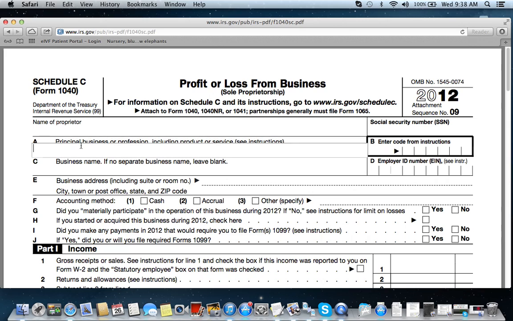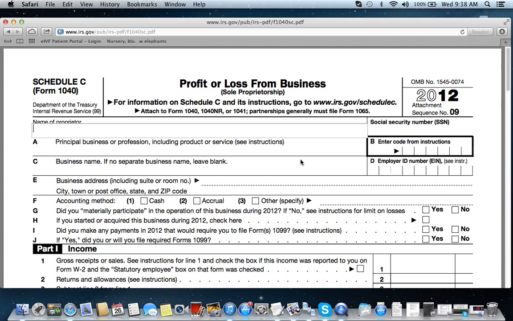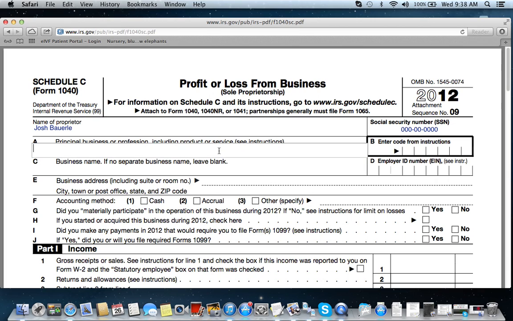So it starts out, it wants to know the name of the proprietor, which is you. So in this case, I'll put my name and social security number, 000000. Principal business or profession, including product or service. So this is kind of what you do. For this example, we'll use my business. We'll say tax preparer.